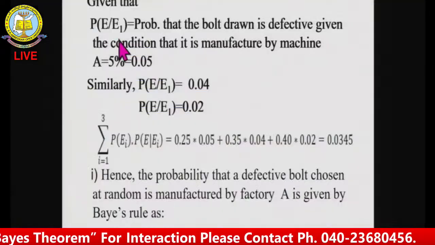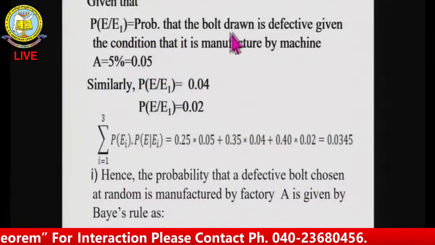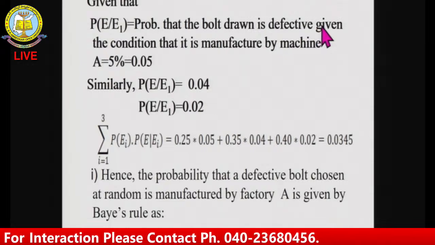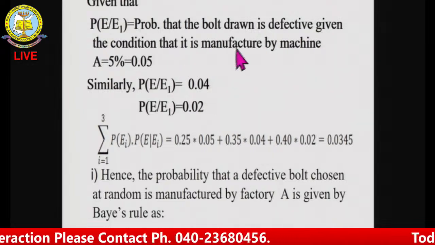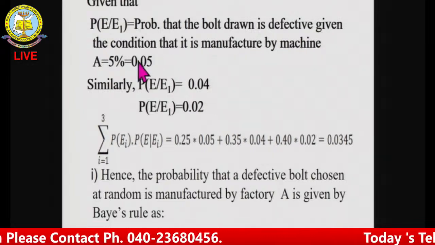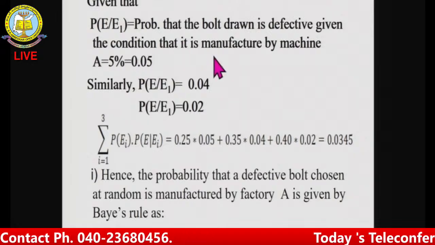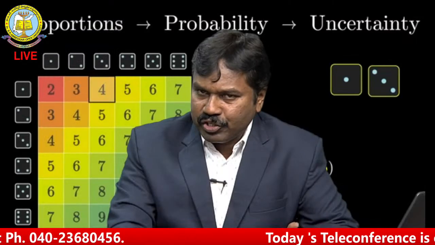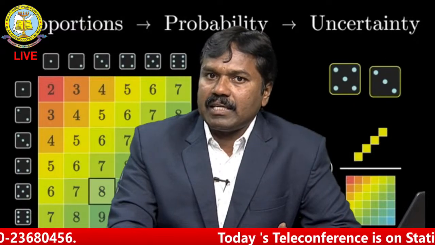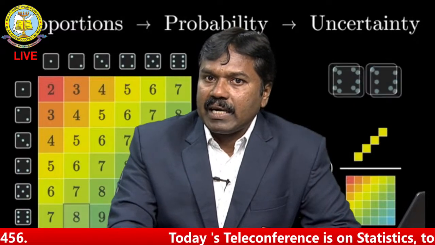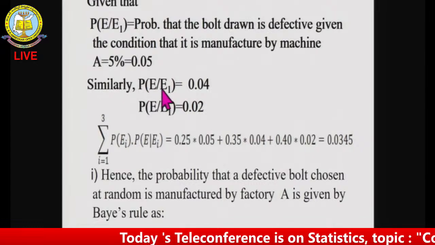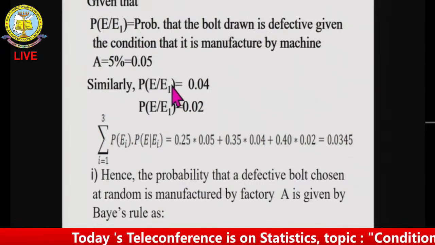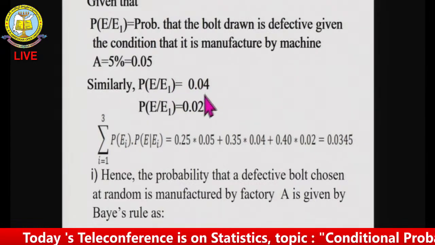Given that, the probability of E given E1, that means the probability that the bolt drawn is defective given that it is manufactured by machine A, is already mentioned. The defective item percentage is also given in our question: 5%, that means 0.05. Similarly, the other two are given, probability of E given E2 and E given E3. The remaining values are 0.04 and 0.02.